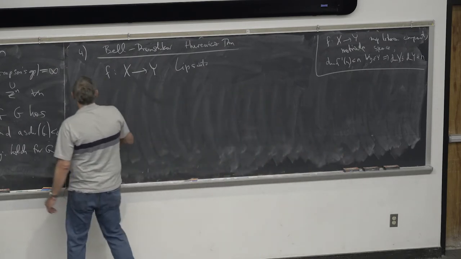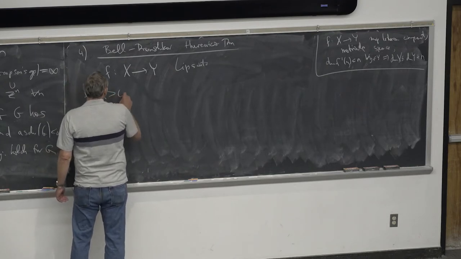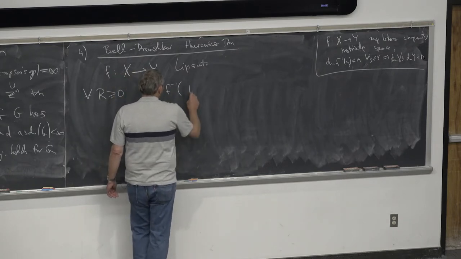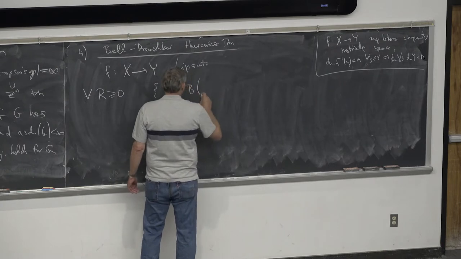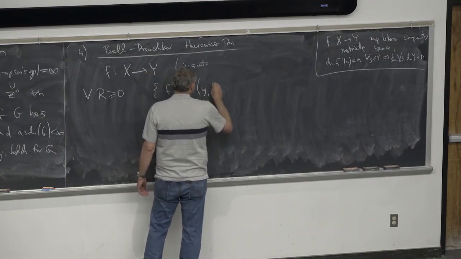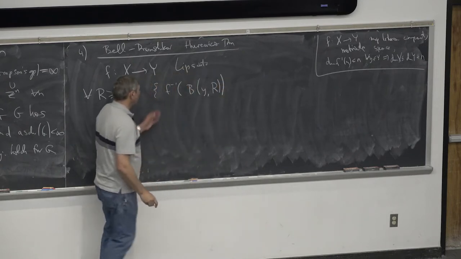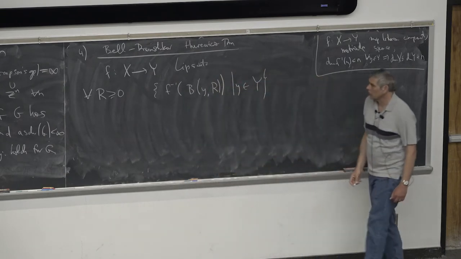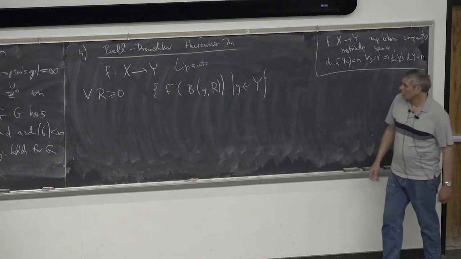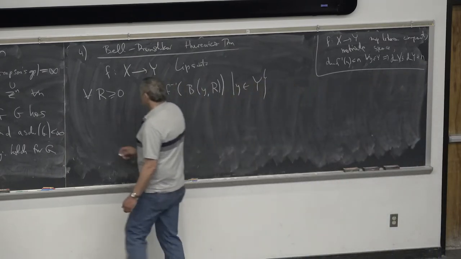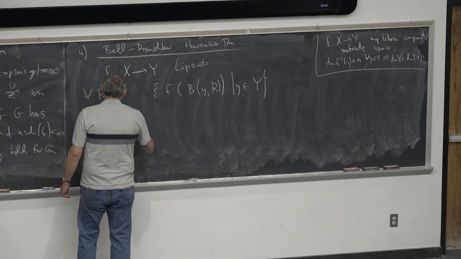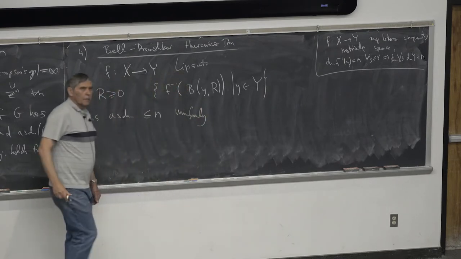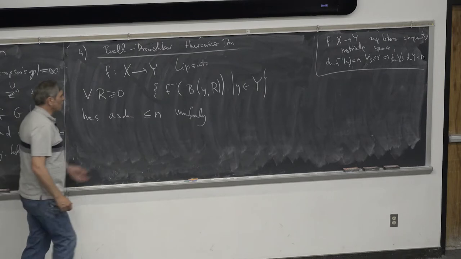So for every r greater than or equal to 0, look at the collection of point inverses of balls of radius r centered at points in Y. So I take the preimage of a ball B(y, r) centered at y, and I look at that family. That's a collection of metric spaces, like a collection of fibers. Suppose it has asymptotic dimension less than or equal to n uniformly. I don't really want to write this out. This is more than one space. It's a family of spaces.